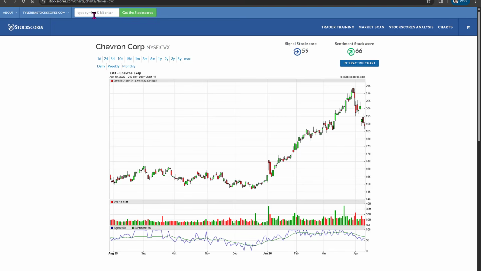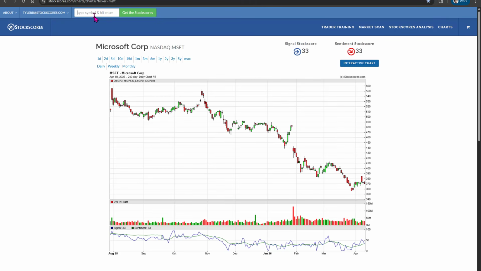Let's look at a stock that hasn't done so well, and you'll see how it's been one to avoid simply using that simple rule. So the sentiment stock score on Microsoft fell below 60 in November, and it's been a disaster ever since.